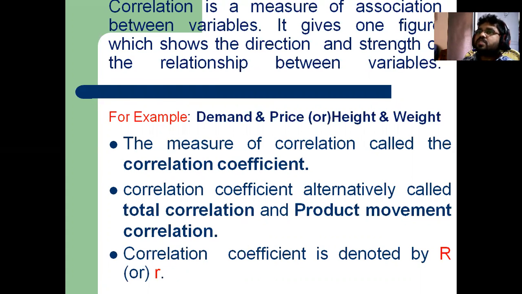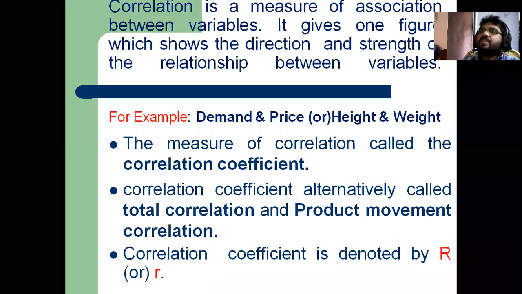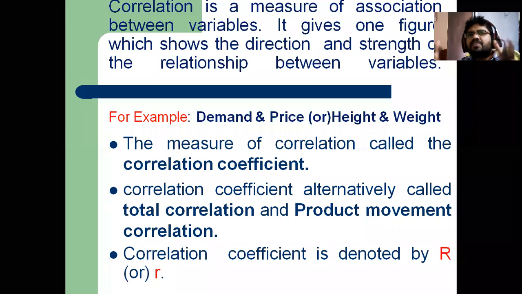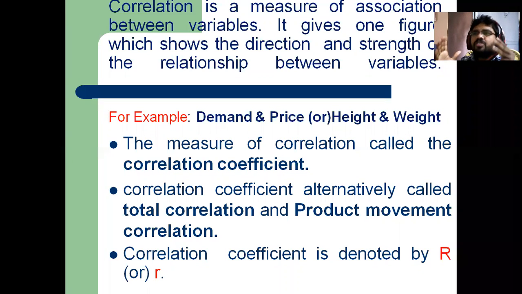It can measure the association between the variables, nothing but how much relationship exists between the two variables. Correlation gives a figure, a value, which shows the direction and strength. On the basis of the value, we can know in which direction the two variables are moving, positive or negative, and the strength of the relationship, whether it is a weak relation or a strong relation. Just as we call a good relation between two persons, or say there is no good relation, a weak relationship between the two persons. So correlation measures the association between the variables, and the value shows the direction and the strength of the relationship.